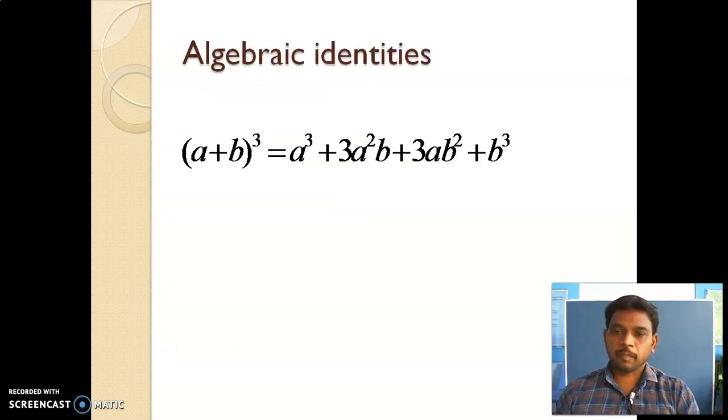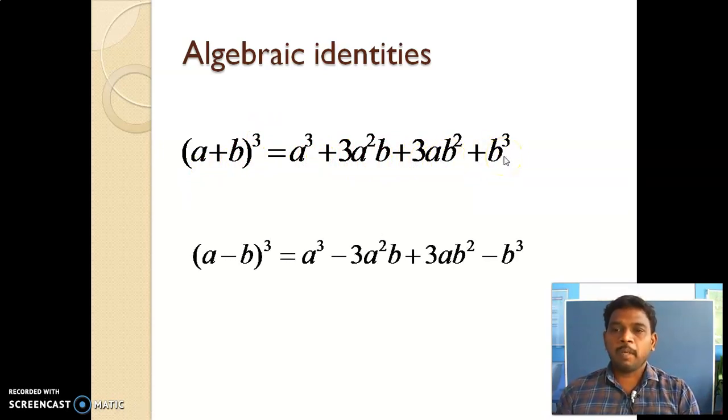So one is a plus b whole cube. Okay, suppose two terms are there with the power 3. Already we know power 2. So if power 3 is there, how can we simplify this? Okay, this is the expansion of this formula, right? So a plus b whole cube equals a cube plus 3a square b plus 3ab square plus b cube.